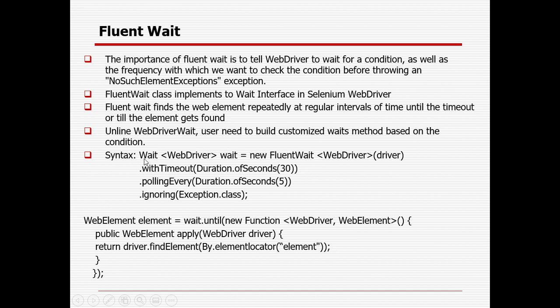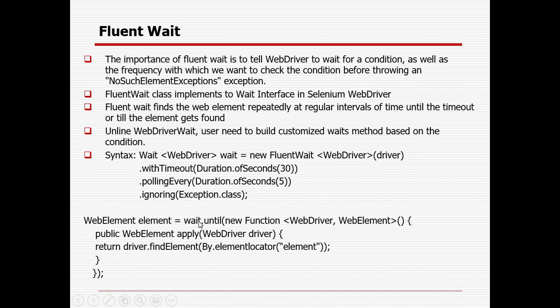So this is the syntax for Fluent wait. We need to use the Wait interface, where you pass the WebDriver, and create an object instance with new FluentWait, passing the WebDriver driver. Then with timeout, you give the total duration, suppose 30 seconds or 60 seconds. Then polling every, that means the frequency you are setting, say every 5 or 10 seconds, to check whether the object is visible or not. After that, you ignore the exception, whatever exception there is, such as NoSuchElementException, by giving its dot class.